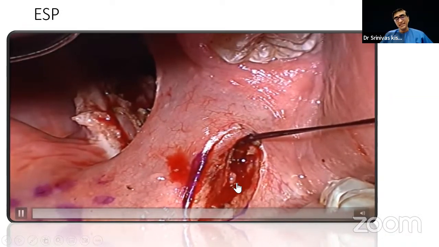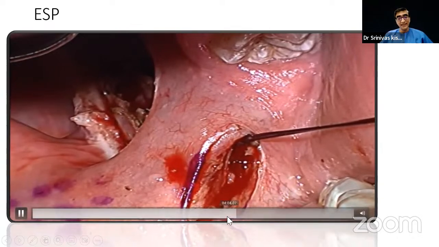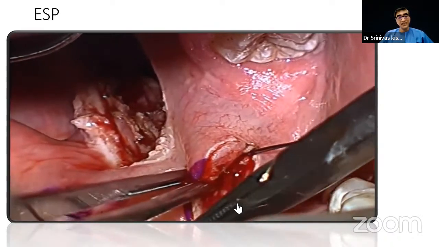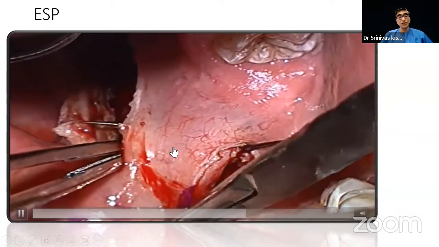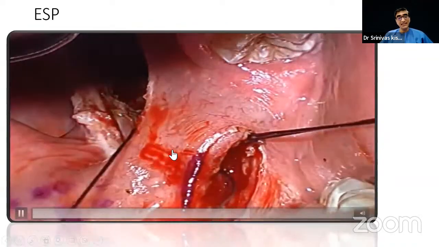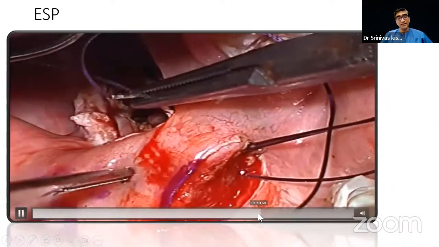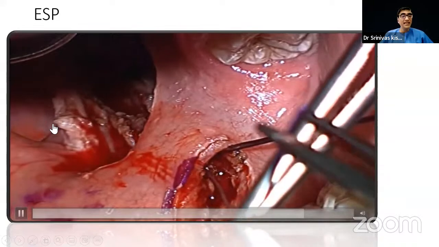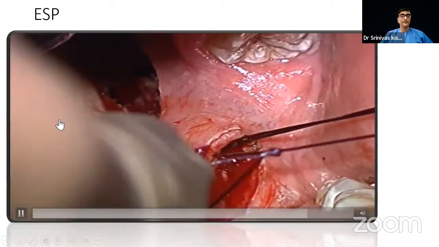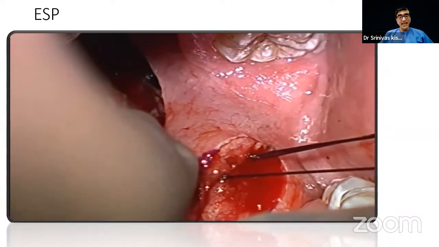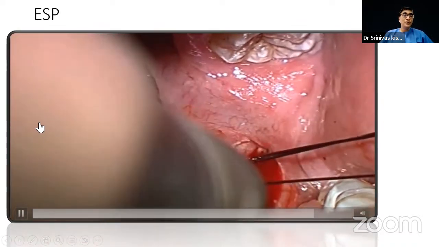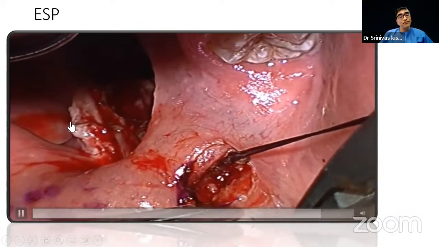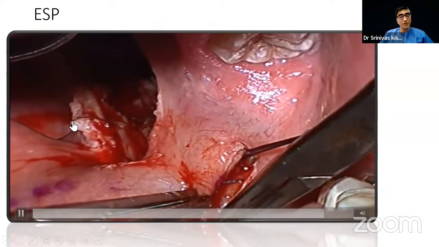So once you put the traction, now you can go in with a 2-0 Vicryl and then start putting the sutures. From here, try to come out at the bed of the tonsil, the superior pole of the tonsil. And then again, from there to here, you put multiple stitches. The whole idea is to open up this particular port. Now you can see as I keep doing it, because we are looking in a 2D video, you are not able to appreciate it. But you can see at this part, this part keeps going up.